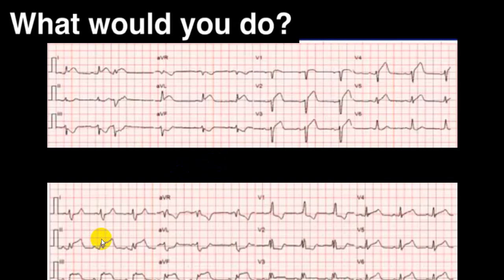But when you come across some odd findings which are not fitting with your classical pattern, say like here: inferior wall ischemia, inferior wall infarct, L2, L3, AVF, there is ST elevation; in lead 1 and AVL there is ST depression; there is ST elevation in V5 and V6, so that suggests lateral wall. There is ST depression in V1, V2, and right from V3 to V6 there is ST elevation.